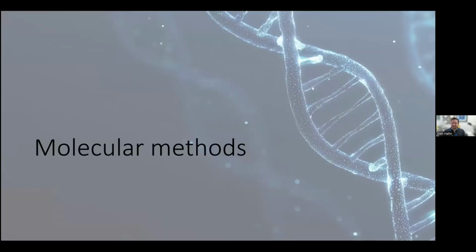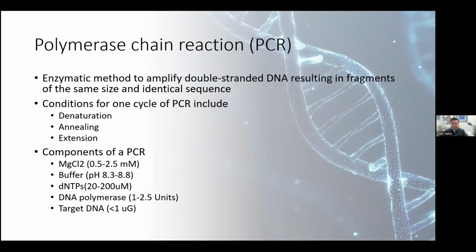So now we have our extracted nucleic acid. The next step in the workflow is to go to different molecular techniques that we're going to use. So first, we'll start by discussing polymerase chain reaction, PCR. So PCR is an enzymatic method that amplifies double-stranded DNA, resulting in fragments of the same size and identical sequence. And it's multiple cycles of the same thing: denaturation, annealing, and extension. And we'll talk about that.